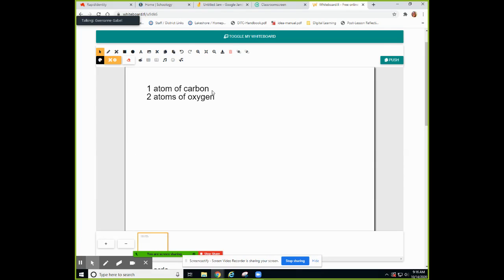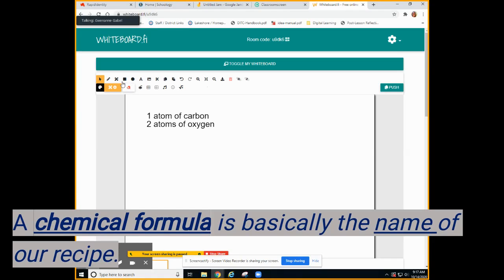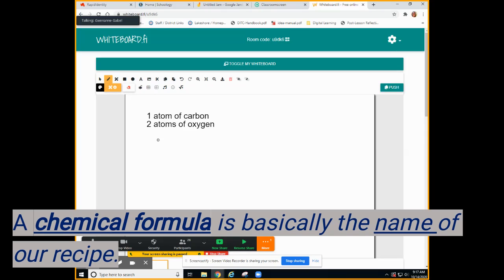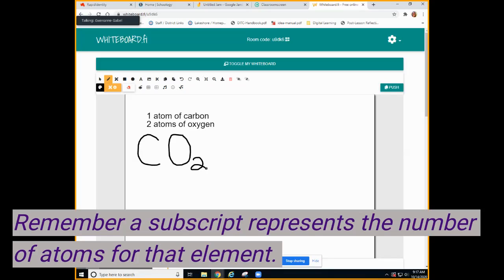You guys have 1 atom of carbon and 2 atoms of oxygen. What does this look like as a chemical formula? All right, so this looks like 1 atom of carbon, so we just write the chemical symbol for carbon, and 2 atoms of oxygen, so we write our chemical symbol for oxygen with a subscript of 2. We don't write a subscript of 1, so that's what carbon dioxide looks like.